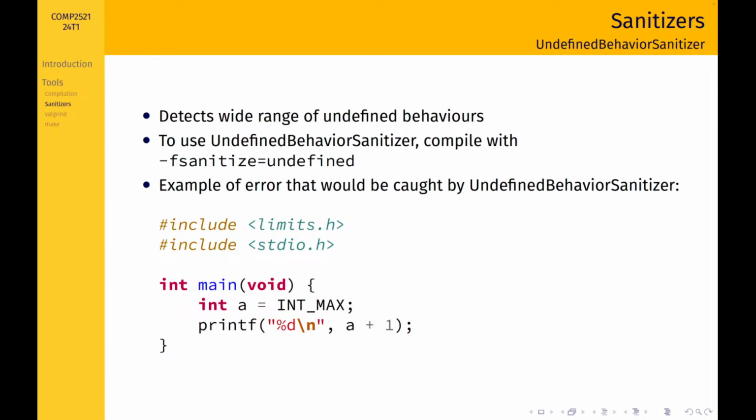Okay. So there's also the undefined behavior sanitizer, called UBSAN, and this sanitizer detects a wide range of undefined behaviors. Things like integer overflows, integer underflows, and so on. Here is a very simple example of an error. You create a variable which is the largest possible int, then you try to add a value to it, and that would cause an integer overflow. UBSAN will stop the program and tell you what happens.